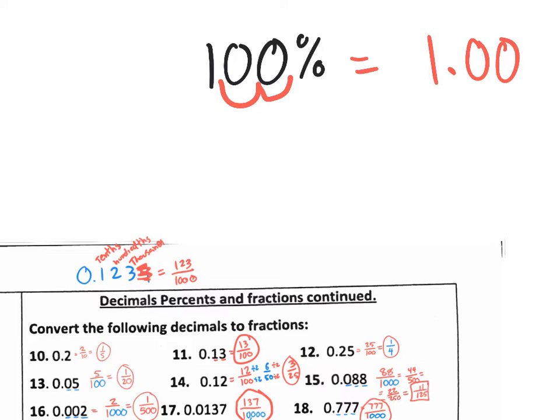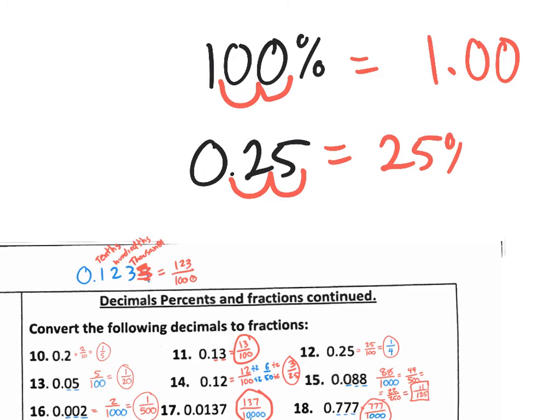So you could always think of that to get the understanding of how to convert percents to decimals, or backwards from a decimal to a percent. So if I told you, here's a decimal, 0.25, and I told you convert it back to a percent, which way are you going to move it? To the right. 1, 2, and that becomes 25%.